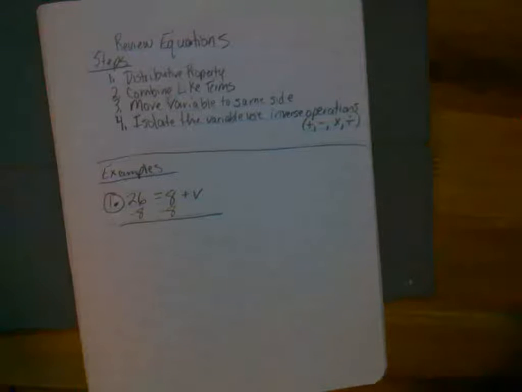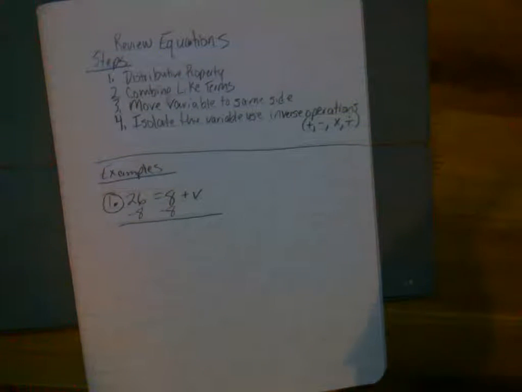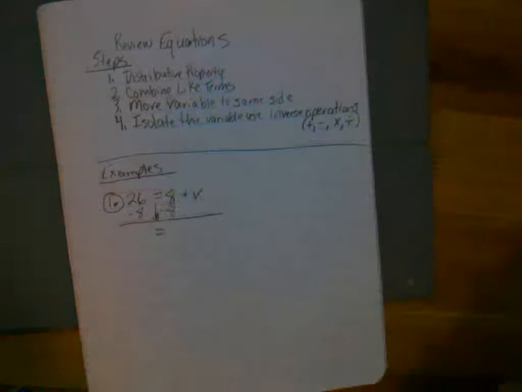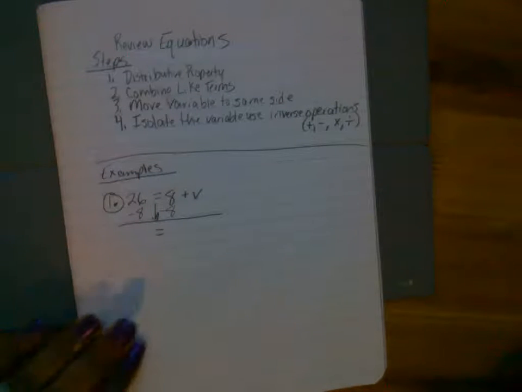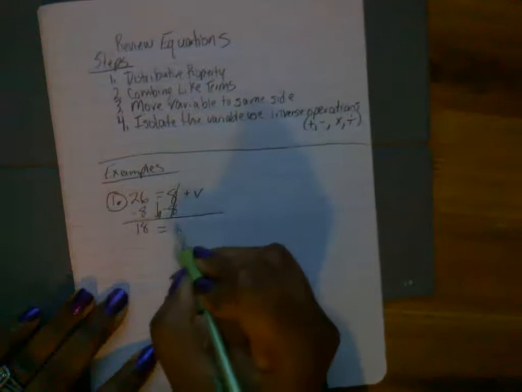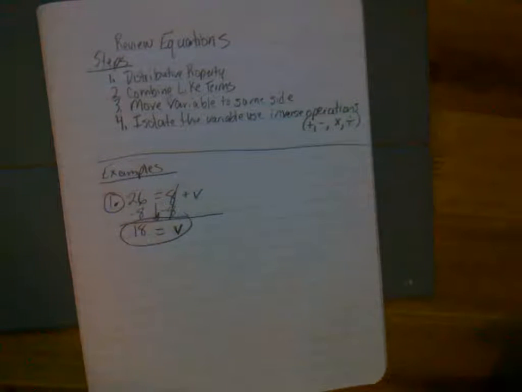Questions about that? Okay, so now we have 26 minus 8. What is 26 minus 8? Come on, guys. What's 26 minus 8? 18. Okay, so we got 18 here. This is gone, and we're left with v. So v is equal to 18. Please make sure that you write that down.